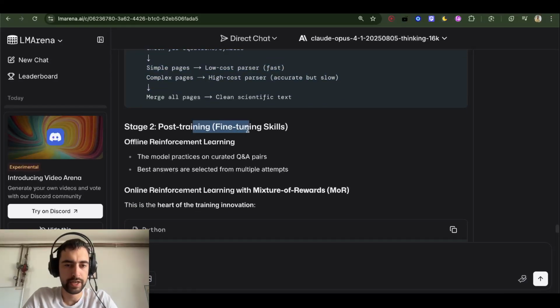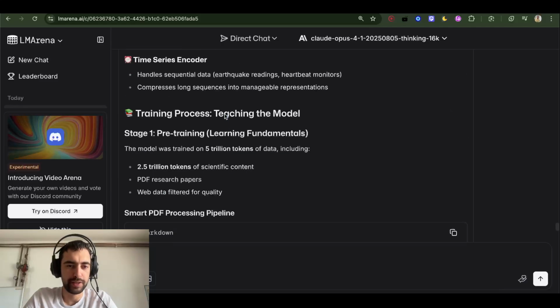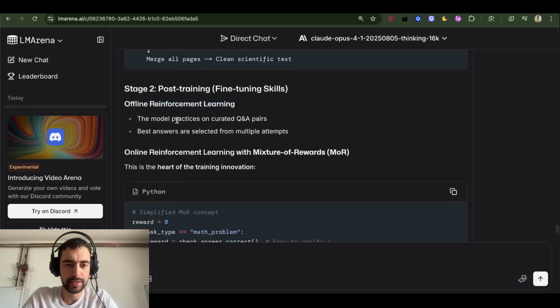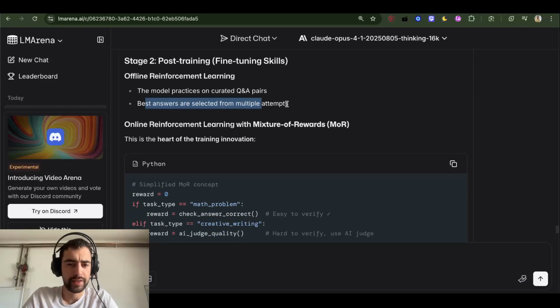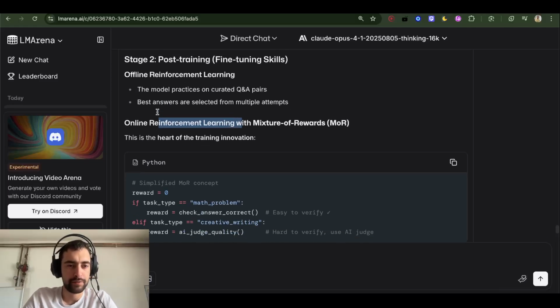Then we have post-training, fine-tuning skills, offline reinforcement learning, and by the way, I want to do all of this, it's so interesting. Offline reinforcement learning. The model practices on curated question-answer pairs. Best answers are selected from multiple attempts. So I think this is just without model generating and trying to answer. It's just giving it questions and answers and using reinforcement learning. And online is model trying to answer and then seeing if it answers correctly, you reward it. So that's the difference, I think.